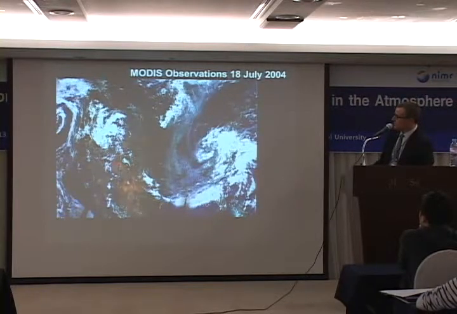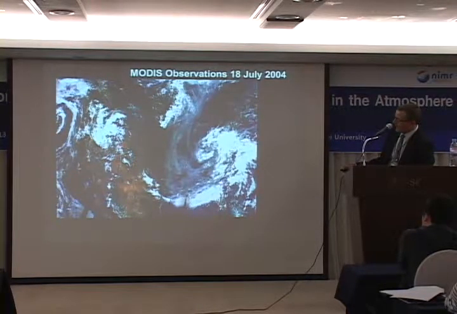Aerosols. We can see aerosols in the atmosphere and smoke. Here's an example. This is over the US, and this is from the MODIS instrument, which flies on the Terra satellite. This is a visible image, and you can see the clouds here, but you can also see this nice plume of smoke from fires that comes down here.